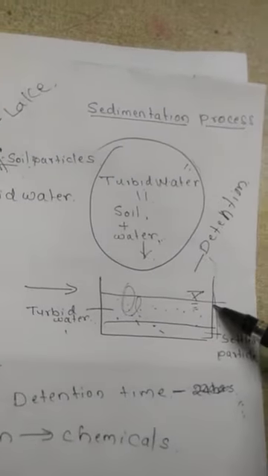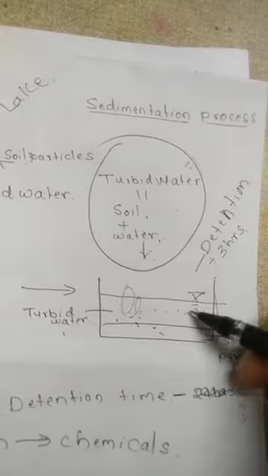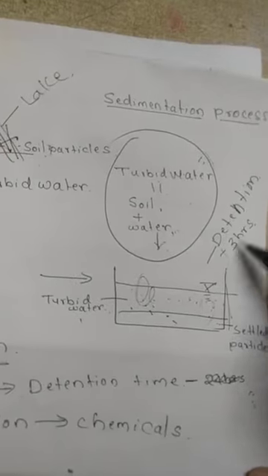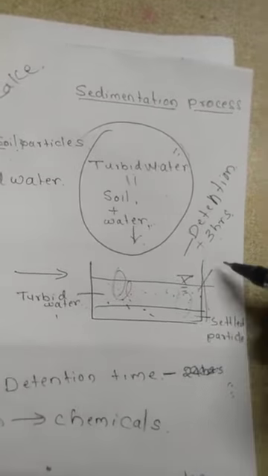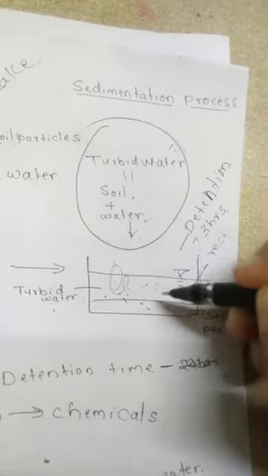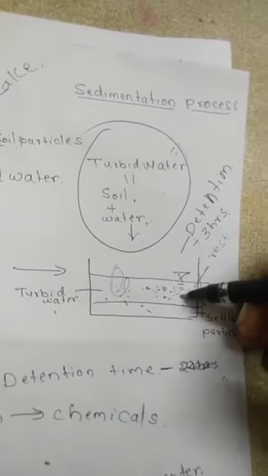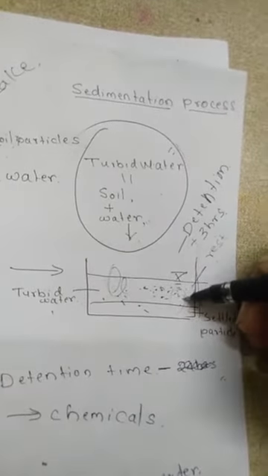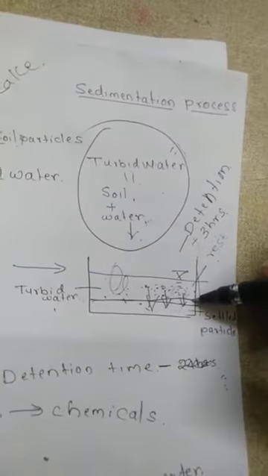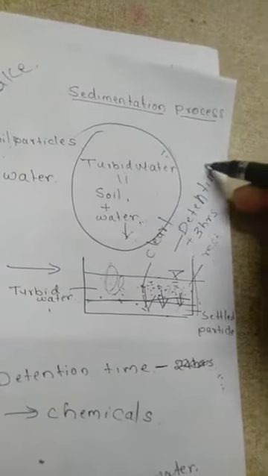After storing it for a certain amount of time, say for example 3 hours, the water that was turbid before the detention time will now be completely at rest, under a stationary condition. Then the soil particles, which have some specific gravity, settle down by their own weight. After settling, what remains here is clear water after a certain amount of detention time.